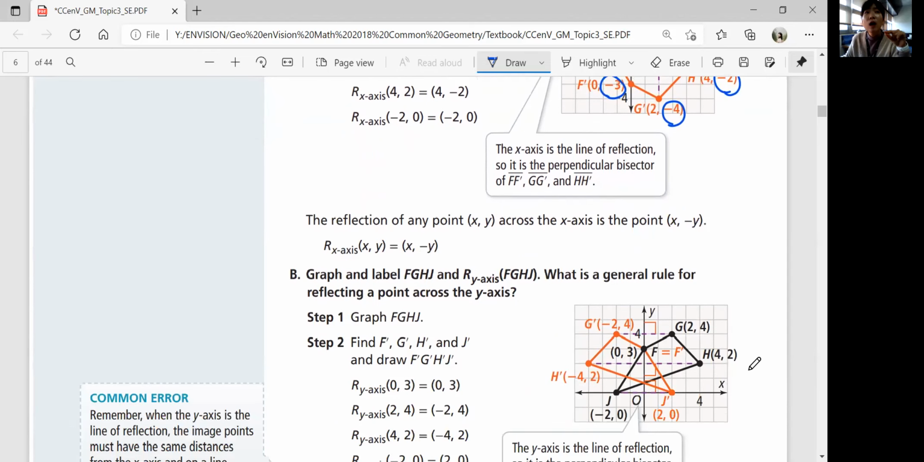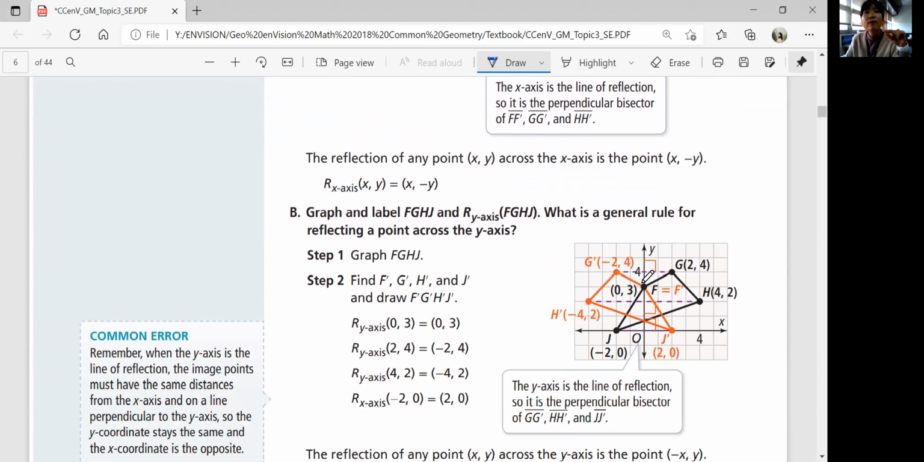Okay. Part B. You have FGHJ, which is a shape that goes across the y-axis, and you want to reflect across the y-axis. What about the point over here, J? Same thing. You have to draw a perpendicular line to the y-axis. Same distance away on the other side would be your point of reflection. So (-2, 0) becomes, that's 2 units away, 2 units to the right would be your new point, (2, 0).